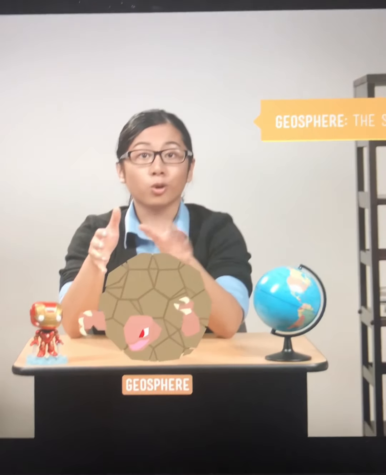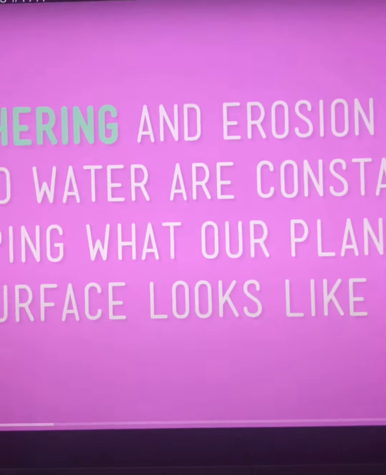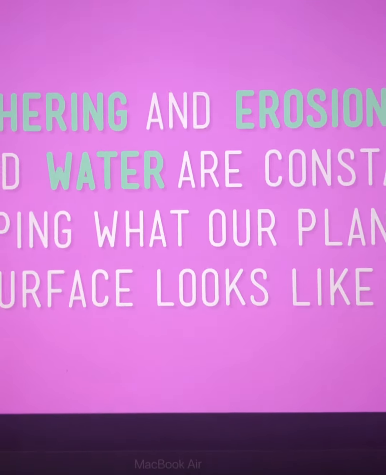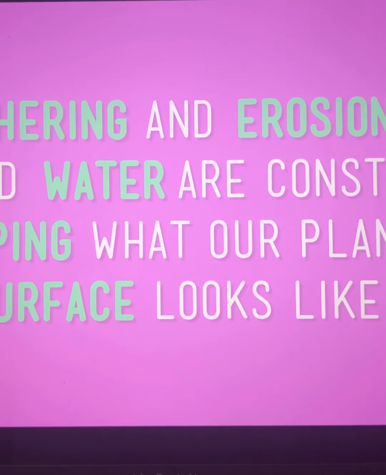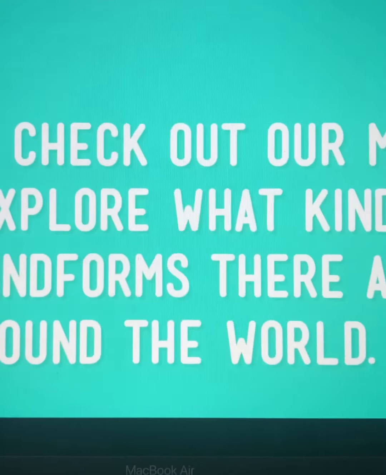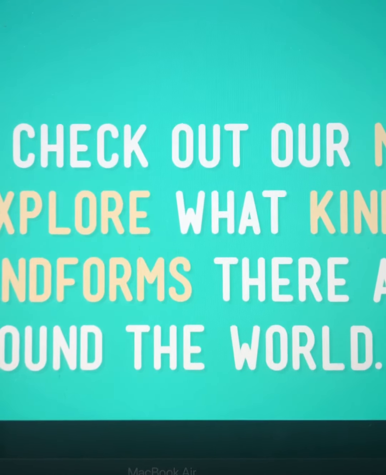First, remember that the Earth is made of several spheres, including the hydrosphere, biosphere, atmosphere, and geosphere. The solid part of the Earth, or geosphere, may look pretty stable, but it's always changing. Weathering and erosion by wind and water are constantly reshaping what our planet's surface looks like, and even if it takes so long that we don't usually notice it, it's happening. Let's check out our map to explore what kinds of landforms there are around the world.